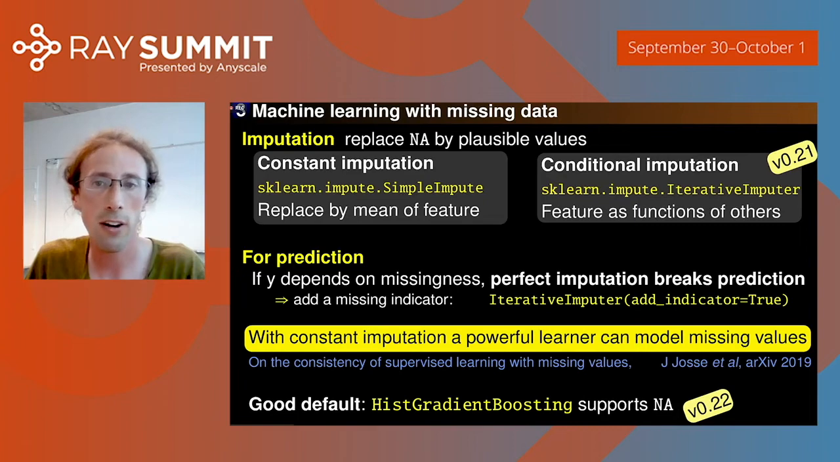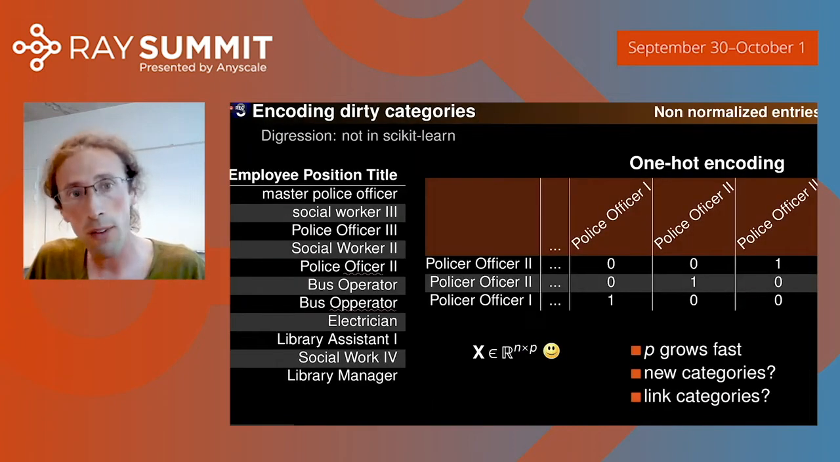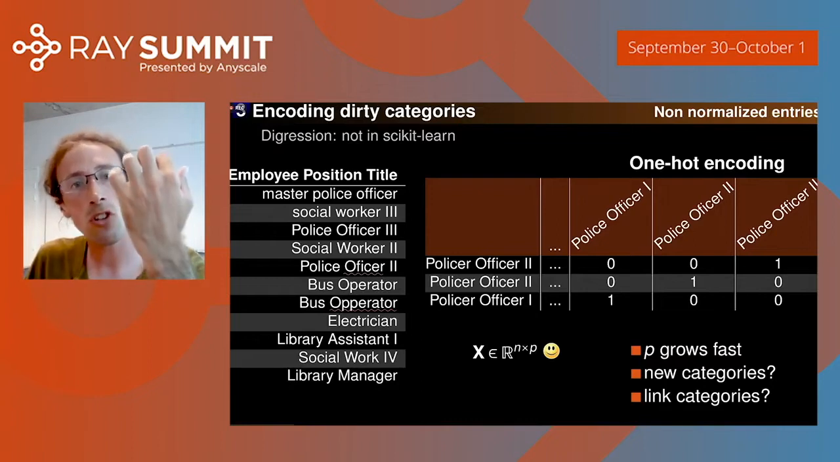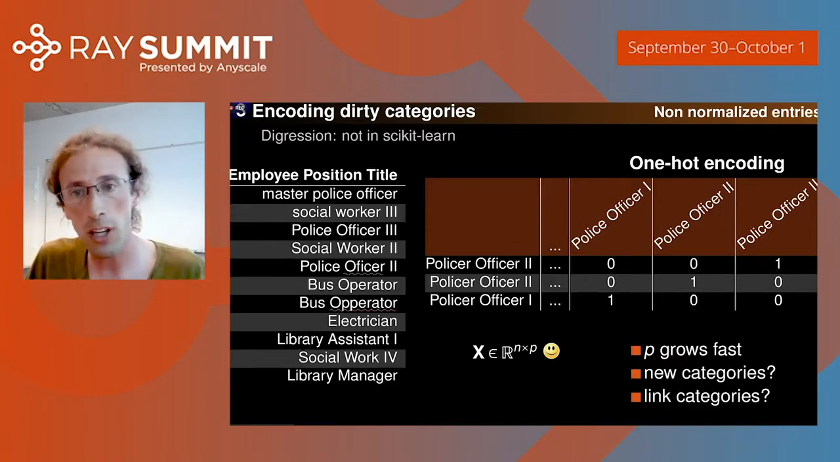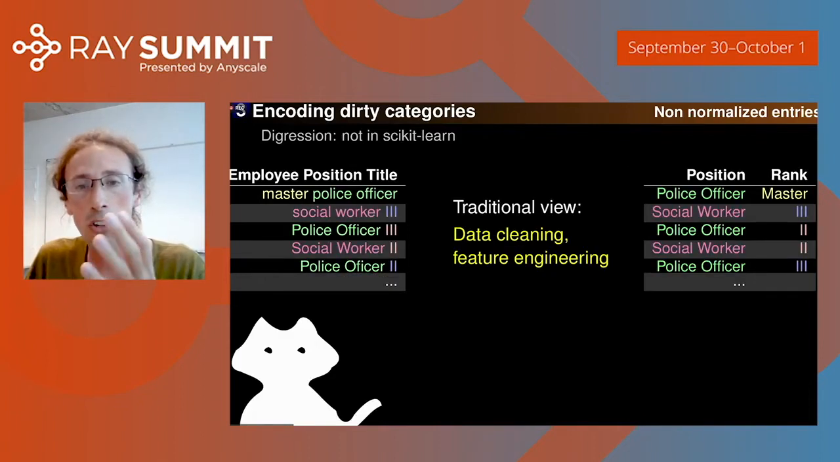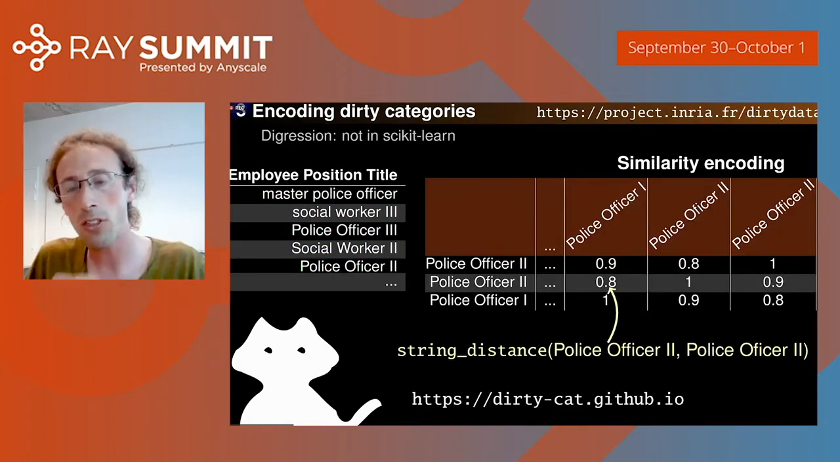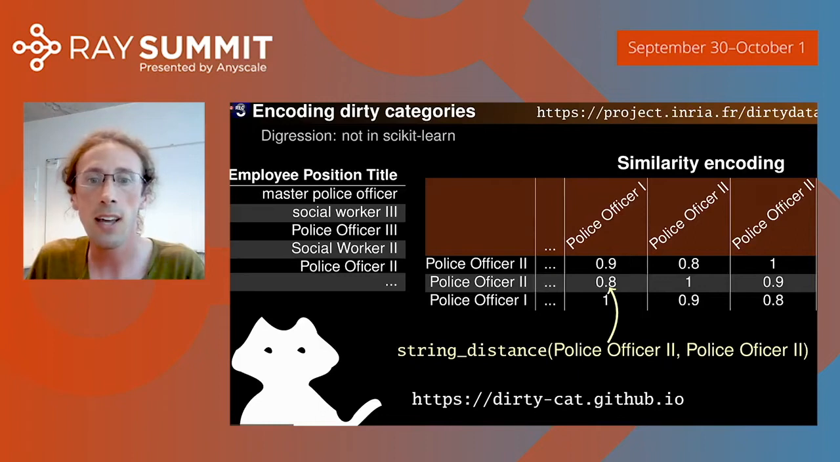boosting classifier. Now, when you have dirty categories, one of the tricks that we can use is that we can use their string representations, and we can encode them with their string representations. So instead of the traditional view, which is to do data cleaning using feature engineering, what we'll do is that we will represent the data using string similarities. And this can be done using the dirty cat library.